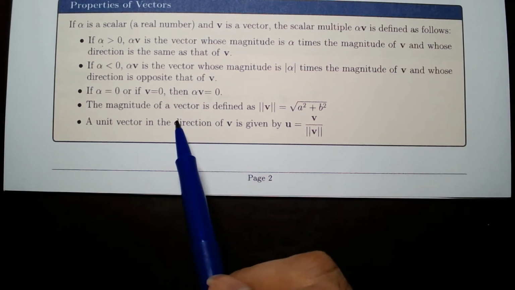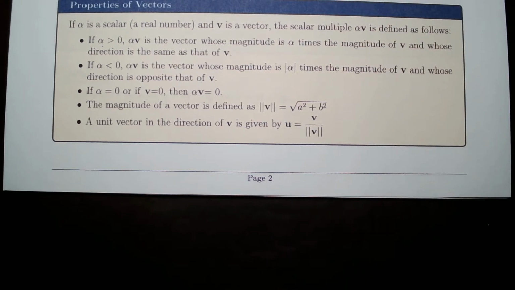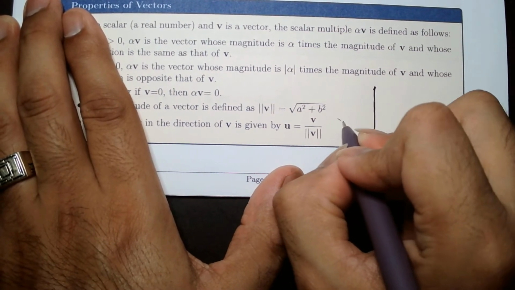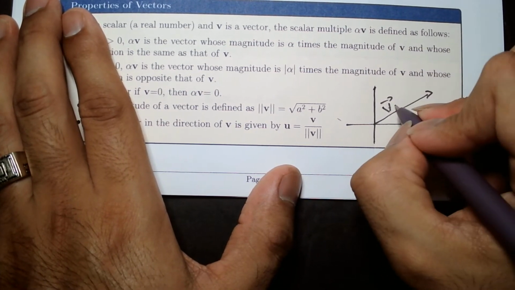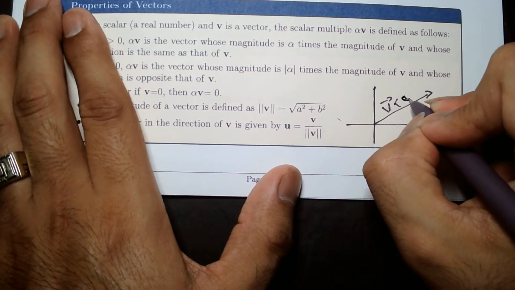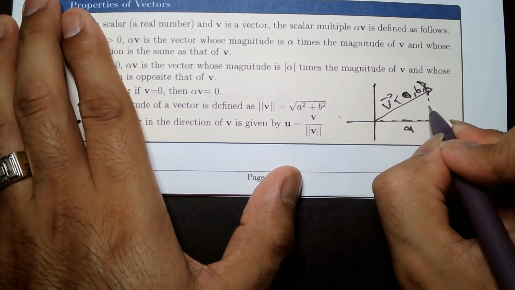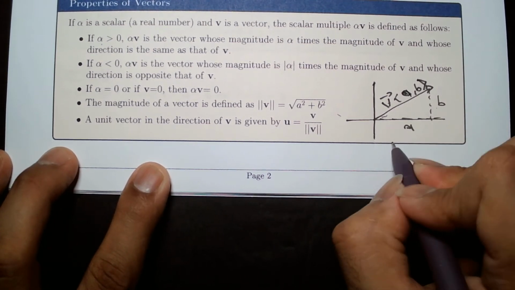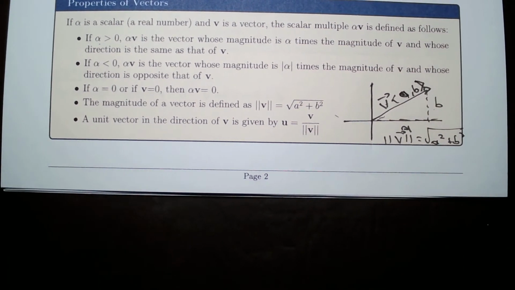Then the magnitude of the vector is defined with these double bars that look like absolute value. Double bars mean magnitude, and it's the square root of a squared plus b squared. Where is that coming from? Keep in mind a vector v whose components are a comma b, that's a in the x direction and b in the y direction. The magnitude of the vector is found using the Pythagorean theorem. So the magnitude is the square root of a squared plus b squared. That's where it comes from.